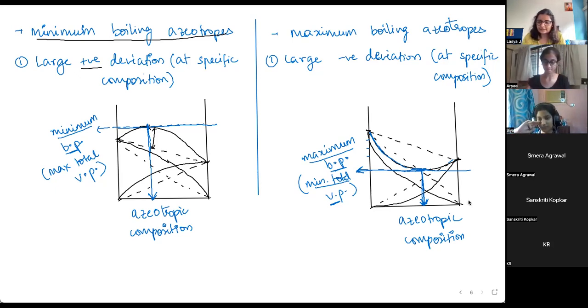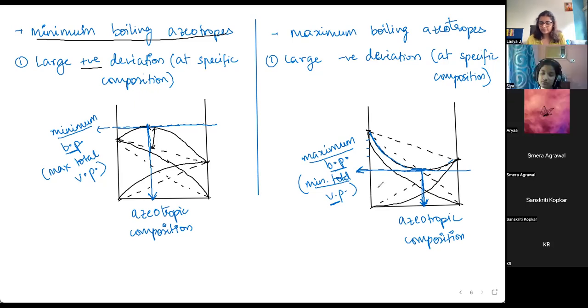When we say it is azeotropic at one point, what does that mean? Like one point matlab one particular composition. So when it is of that composition, then it will be the same in the vapor phase also. Yes.